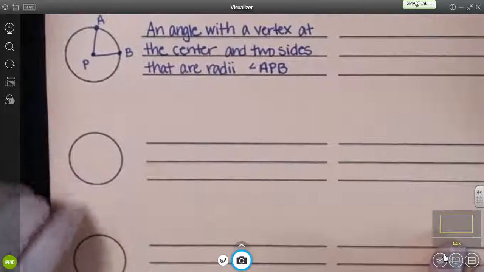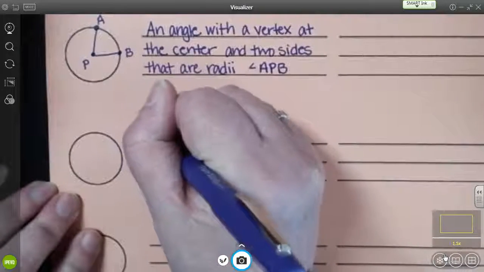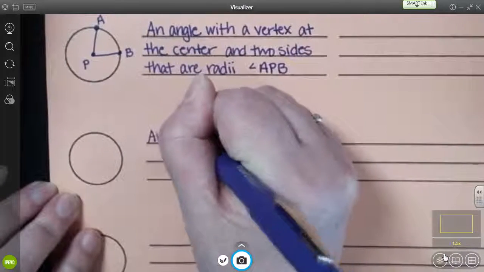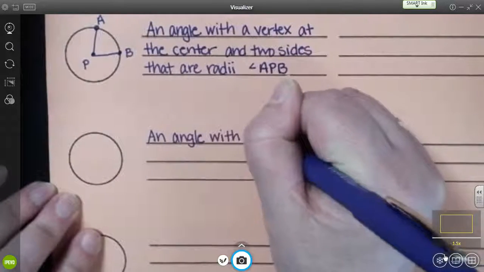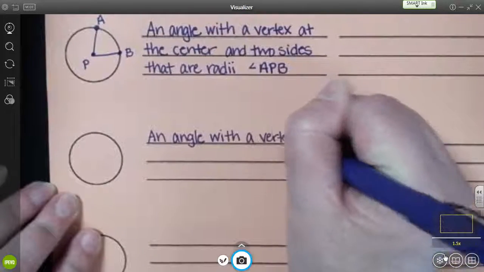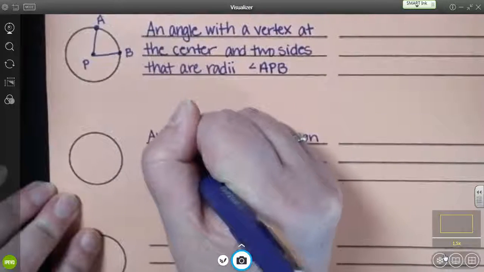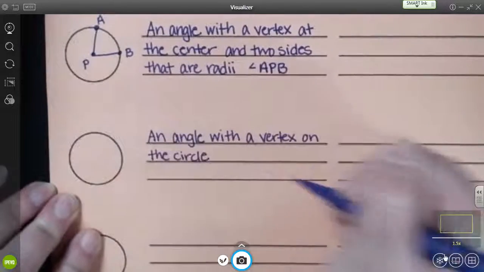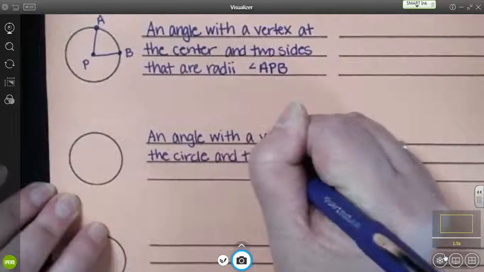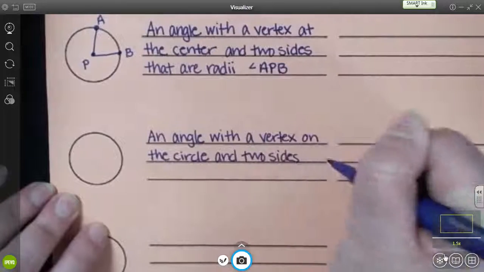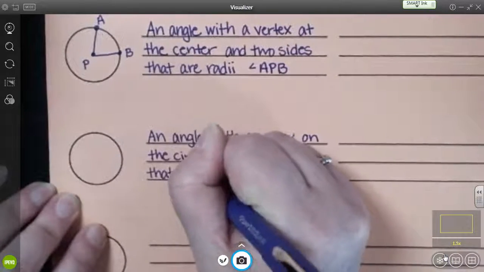Okay, the next one is our inscribed angle. So an angle with a vertex on the circle and two sides that are chords.